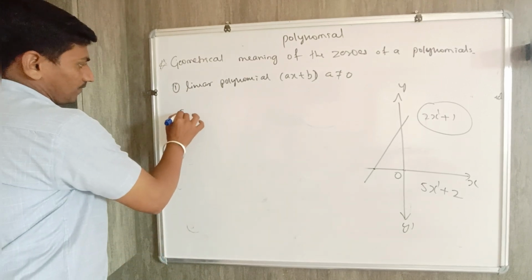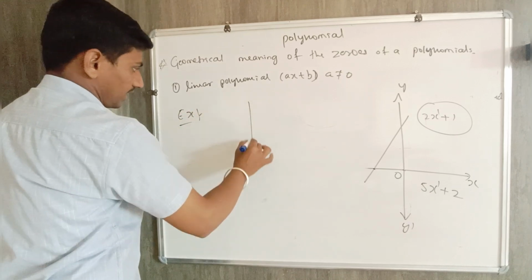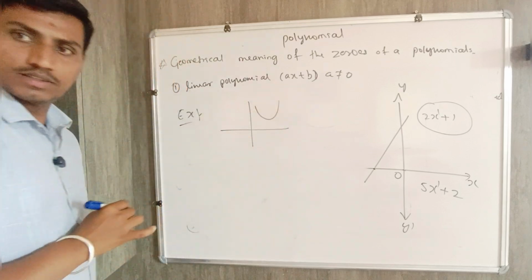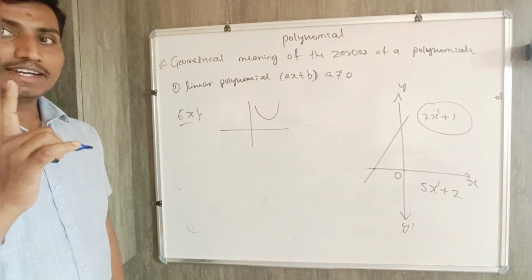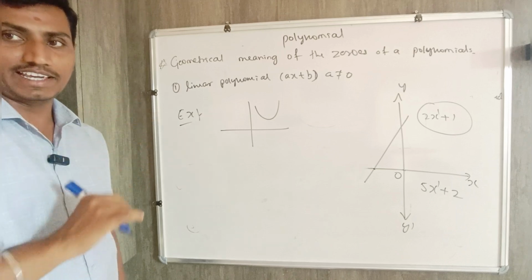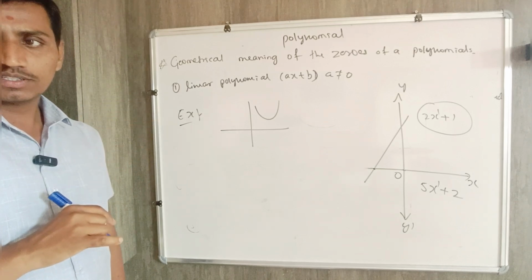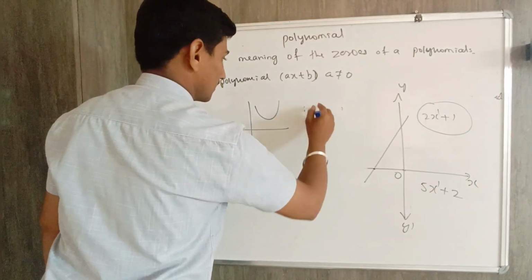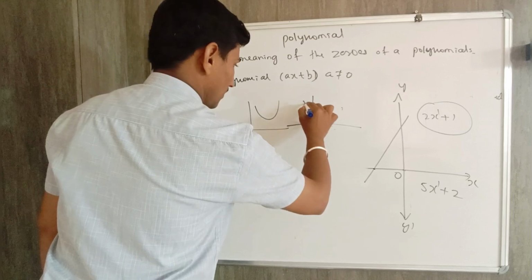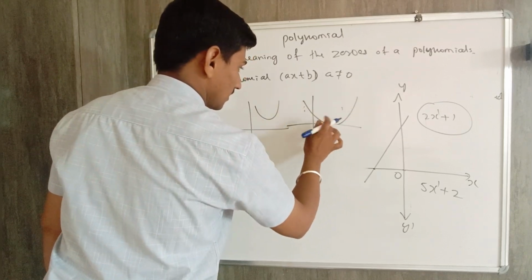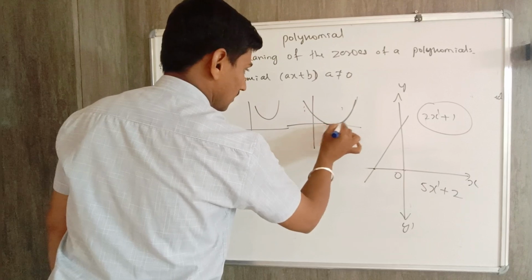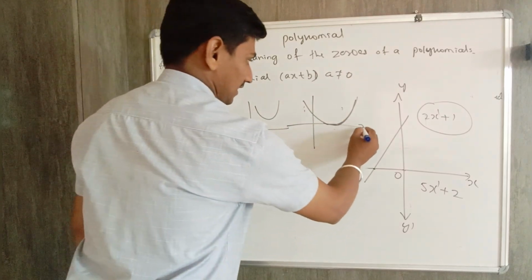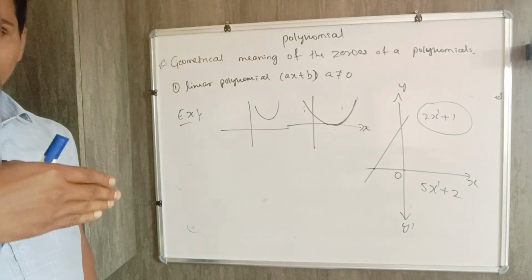See examples. This is the graph. So here how many zeros? It intersects the x-axis. Here it is not intersecting. Here how many zeros? Zero, zero. Now here how many zeros? How many zeros? See only the x-axis, don't look at the y-axis.